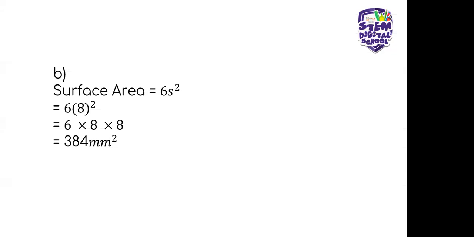8 times 8 is 64, and 64 multiplied by 6 gives you 384 square millimeters. So you can see this is how I've calculated the surface area of the cube. So basically that's how I've done it.